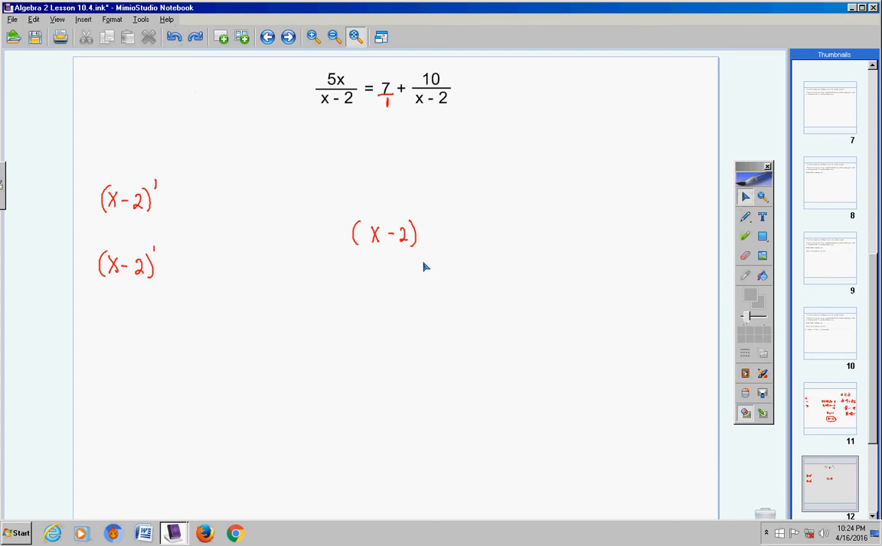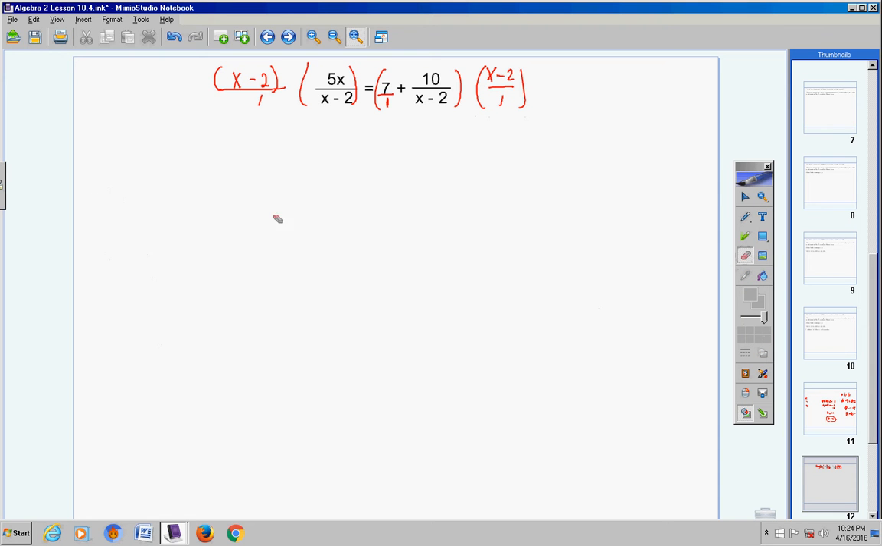We're going to do a lot of those in your homework for practice, okay? So I'm going to multiply both sides by x minus 2 over 1. Alright? And here we go. x minus 2 over 1 times this fraction here. Your x minus 2 cancels with your x minus 2, leaving you with simply 5x.